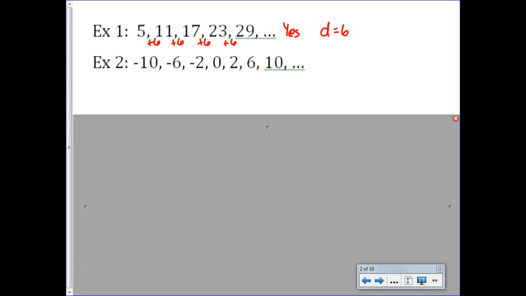Would example 2 also be an arithmetic sequence? If you're not sure, subtract backwards. 10 minus 6 is 4. 6 minus 2 is 4. 2 minus 0 is 2. 0 minus negative 2 is 2. And then we jump back to 4s here. So this one's a no, because it does not have a common difference.